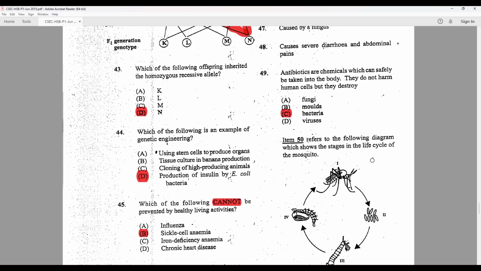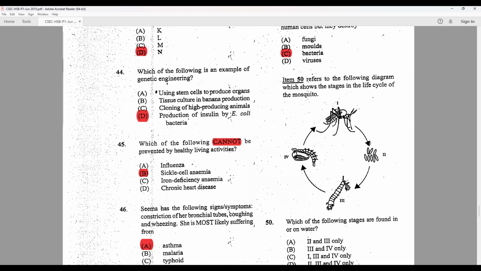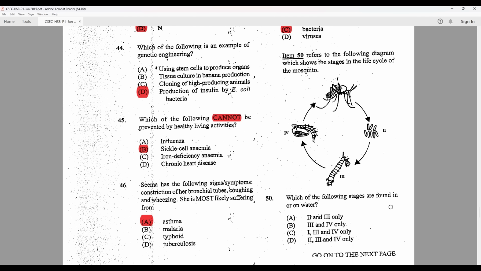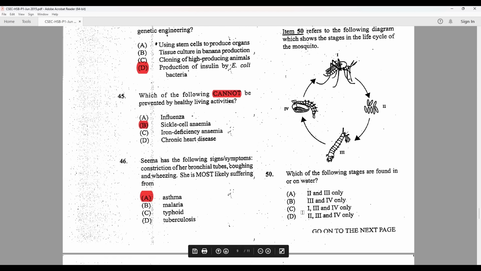Item 50 refers to the following diagram, which shows the stages in the life cycle of a mosquito. We have 1 starting with the adult, 2 the eggs, 3 the larva, 4 the pupa. Which of the following stages are found in or on water? Eggs, larva, and pupa. So we are looking for 2, 3, and 4, and the only one that gives us those options is D.